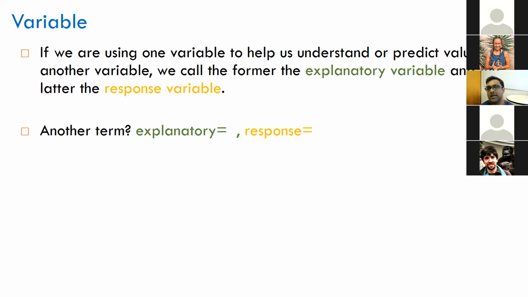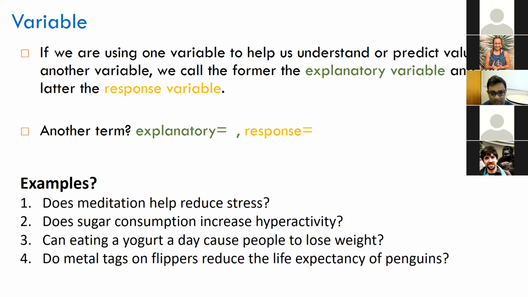You change the independent variable or explanatory variable. So let's go to a couple of examples. You guys need to talk to me. So the one example is, does meditation help reduce stress? So what's the explanatory and what's the response variable?